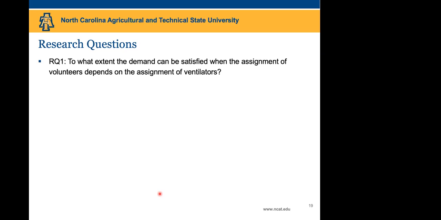The first research question is, to what extent can the demand be satisfied when the assignment of volunteers depends on the assignment of ventilators? Here we will examine the interdependent model versus the independent model. Because we could send all of them without making any dependencies, they just send volunteers along, and they stay without work because they don't have the ventilator. They could use them on some other tasks, maybe. So we will compare those two models and find what will happen.